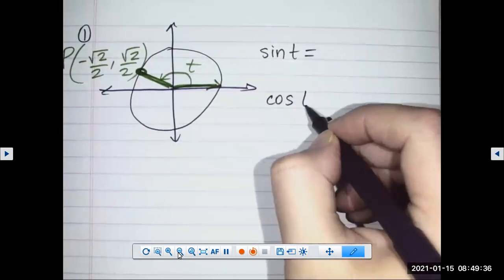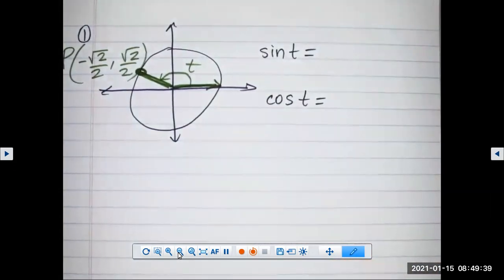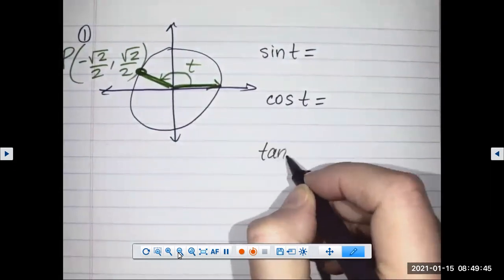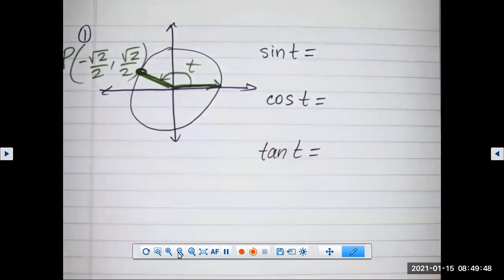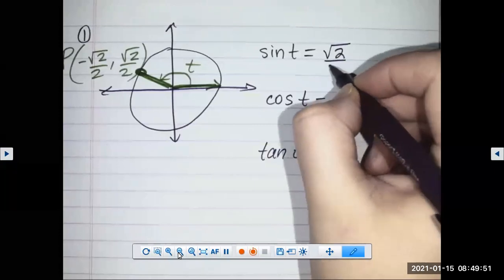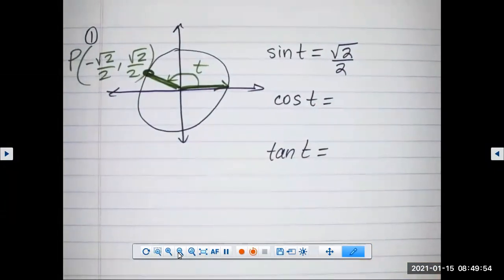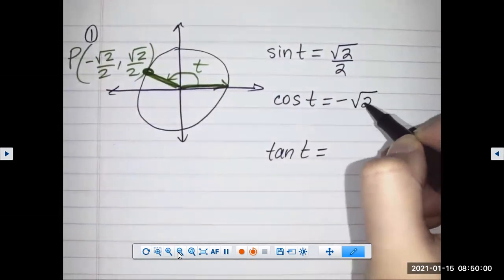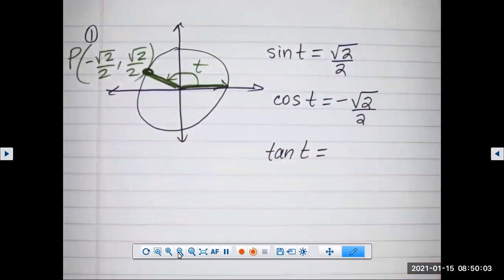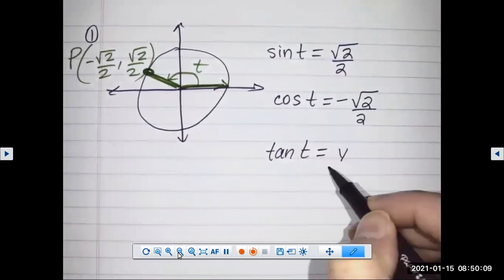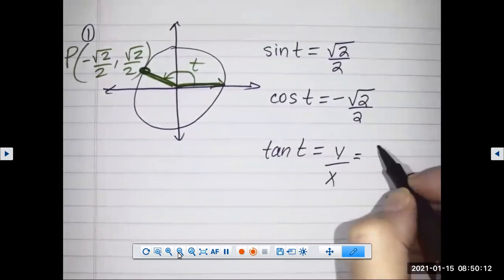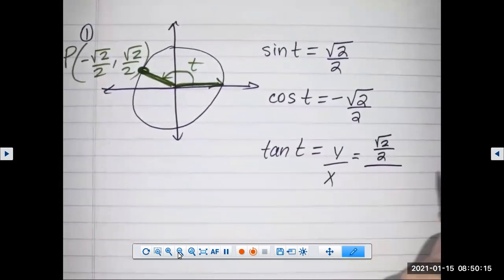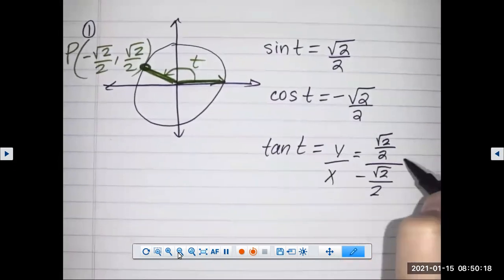Okay, so you just learned that your sine value in an ordered pair comes from which one? Sine is associated with what? Sine is your Y value. So sine is going to be positive root 2 over 2. Your cosine value in an ordered pair is your X coordinate. So that's going to be negative root 2 over 2. To get your tangent, you set your Y value over your X. If you have the same thing over itself, what do you get? Good, you get 1. So this is going to be negative 1.